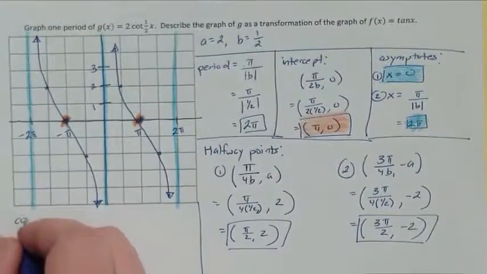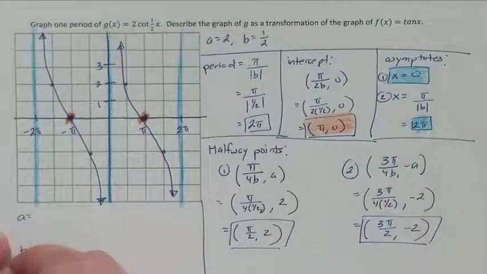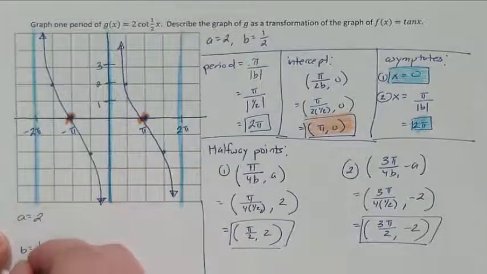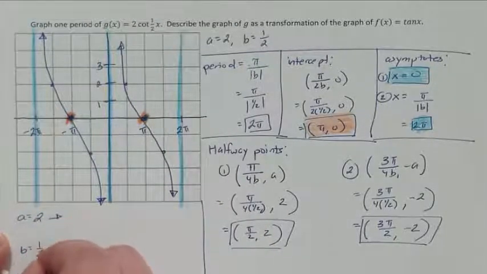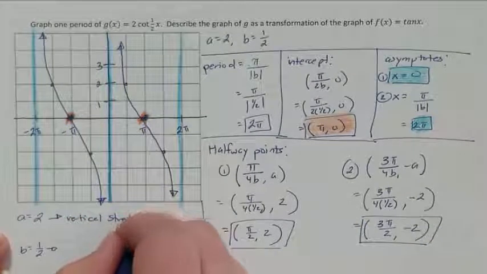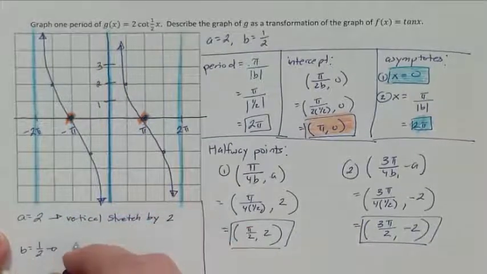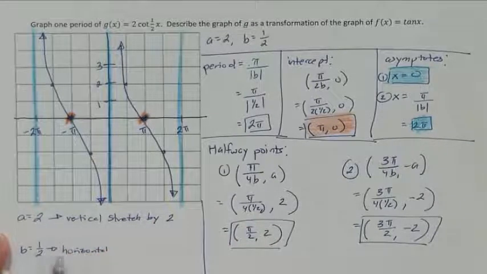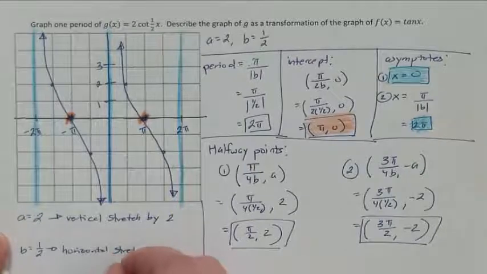Now my A and my B are going to tell me my transformations. A is 2, B is 1/2. A always does your vertical, and since this is bigger than 1, this is going to be a stretch. And B always does your horizontal, and horizontal does your reciprocal. So this is 2, which meant it's also a stretch.